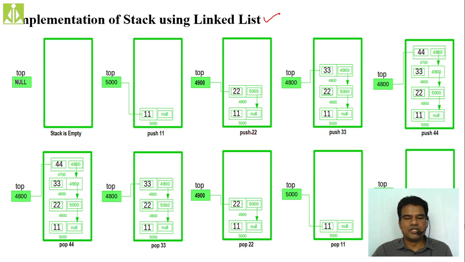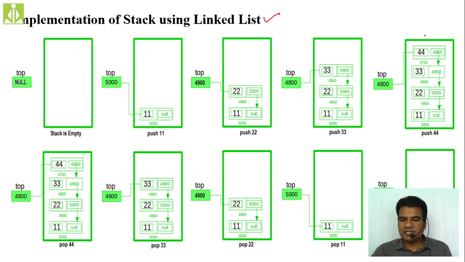Push one more element, 22. That will come on top of the stack again. So whatever top is holding previously will be replaced with the newly created node, that is 4900. And the newly created node's next pointer will become the previously created node's address. The previously created node's address is 5000. That address we are keeping in the newly created node's next pointer. So 5000 will come over here and the top will hold the newly created node's address. In that way, pushing 33 will also increment the top like this. Then pushing 44 will increment the stack like this.